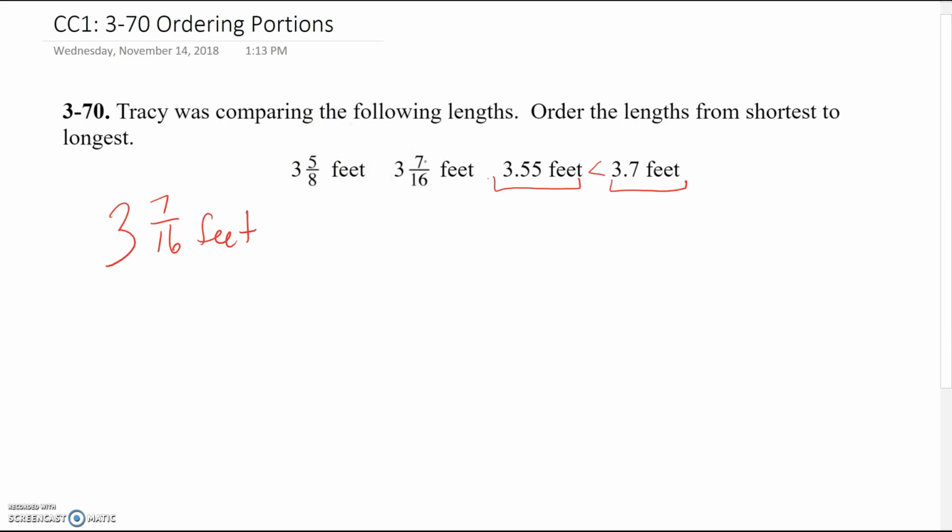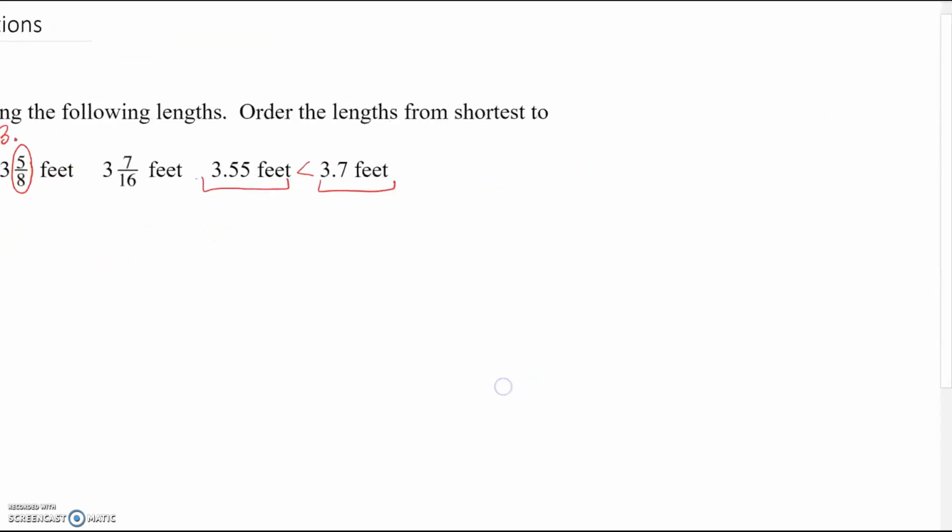So now the question is just, where does 3 and 5/8 go between these two? What I'm going to choose to do is convert this fraction into a decimal. I know that 3 feet is going to just stay as 3 point something. Let's find out what 5/8 is. Let's do that work over here. How do I convert 5/8 into a decimal?